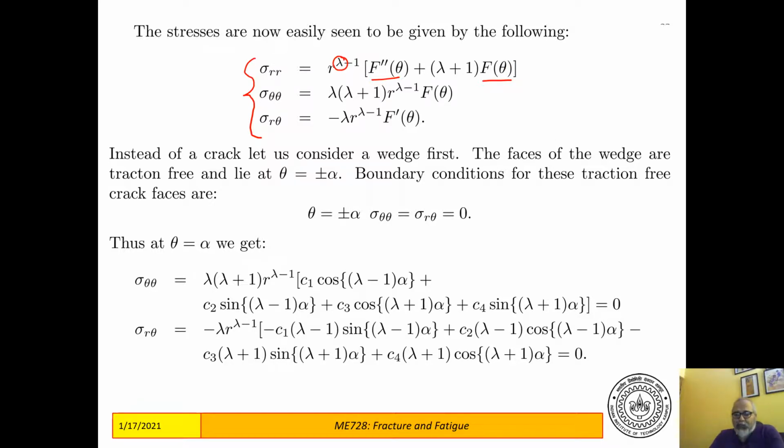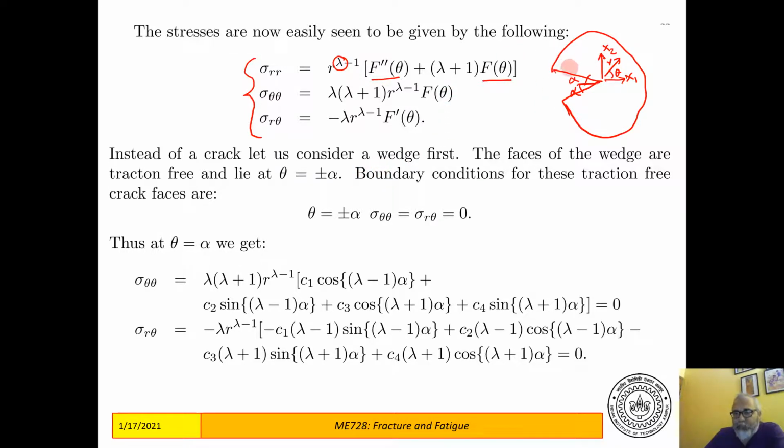Okay. Now let us imagine that my crack is a wedge. So a wedge is something like this. It's not as sharp as a crack, so the two faces of the wedge are not infinitesimally close to each other. So this is still x1, x2. This is still r and theta. But this angle is alpha and this angle is also alpha. So it's a wedge for which theta equals plus alpha and theta equals minus alpha.